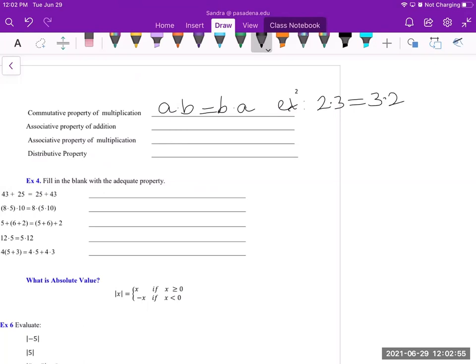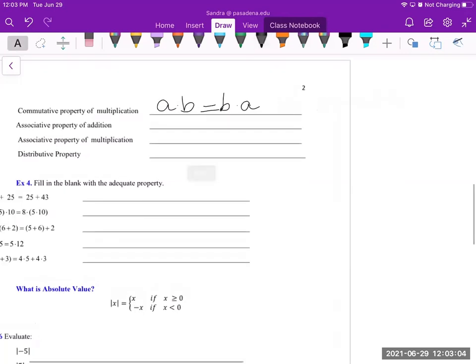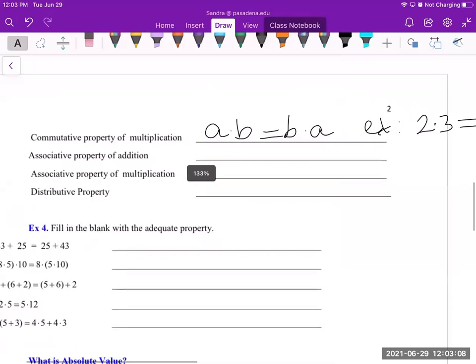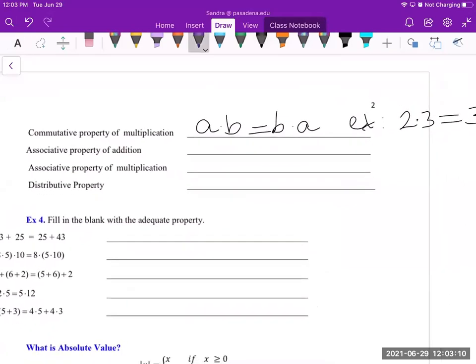Associative property of addition says if I have three numbers and I'm going to add all three numbers together. So let me go ahead and zoom in here. So I have three of them. I have A plus B plus C.